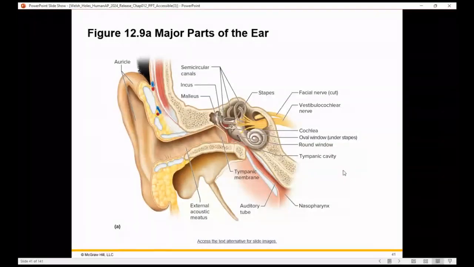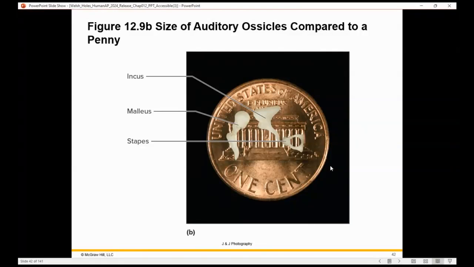This figure shows you the major parts of the ear, and you do need to get to know these. Here you see the incus, malleus, and stapes. Here's the semicircular canals. Here's the facial nerve, the vestibulocochlear nerve. Here we have the cochlea, the oval window, the round window, and the tympanic membrane. And here you see the auditory tube, and of course the external acoustic meatus. This shows you the relative size of the auditory ossicles compared to a penny.